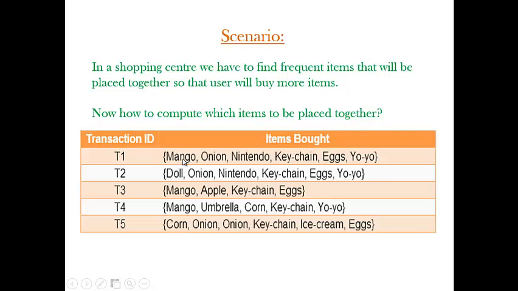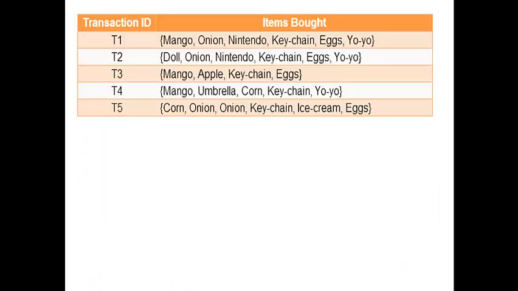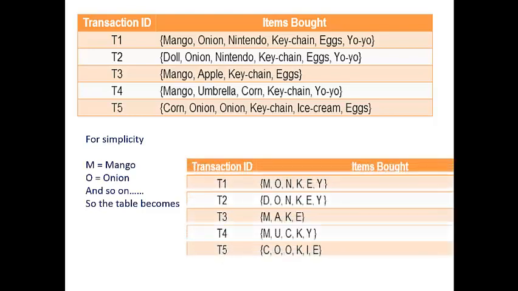Customer 1 purchases mango, onion, Nintendo, keychain, egg and yo-yo. The assumption we would follow here is that an item will be considered frequent if its frequency is at least 3. For simplicity in understanding, let us rename the items, like mango by M, onion by O and so on. So the table becomes like this.